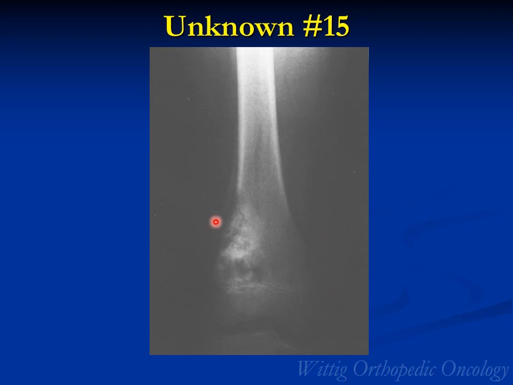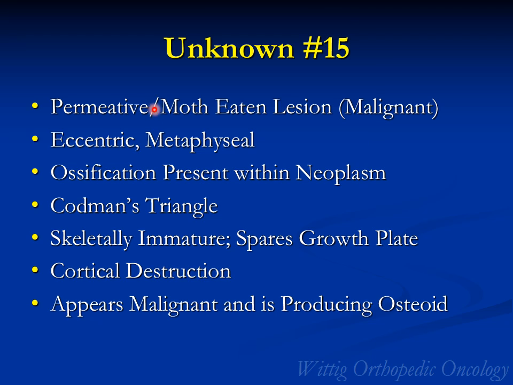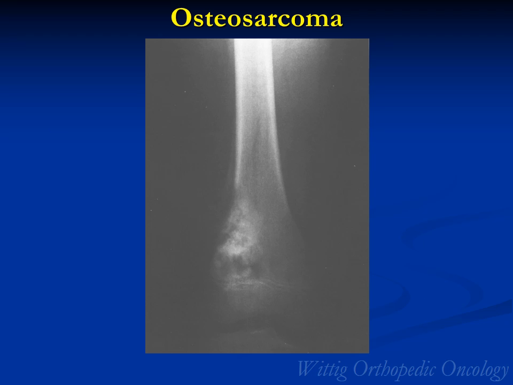Unknown number 15, this is a distal femur, and here's the lesion arising from the distal femur. It's a skeletally immature patient. Lesion is permeative / moth-eaten, giving it a malignant appearance. It's eccentric and metaphyseal. There's ossification present within the neoplasm. Codman's triangle. Patient skeletally immature, but it spares the growth plate. There's cortical destruction, and it appears malignant, and it's producing osteoid, or a bone formation. This is an osteosarcoma.